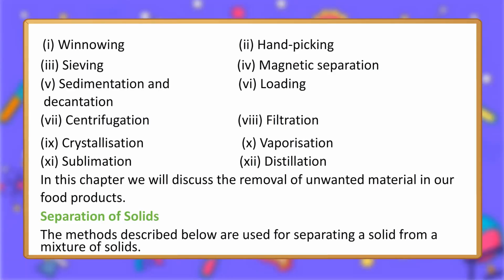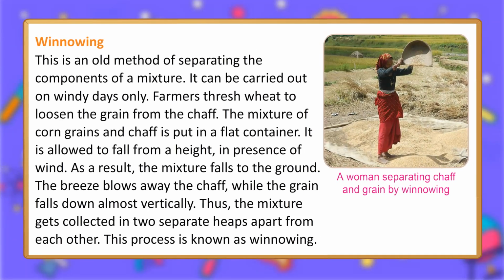Separation of solids. The methods described below are used for separating a solid from a mixture of solids. Winnowing. This is an old method of separating the components of a mixture. It can be carried out on windy days only. Farmers thresh wheat to loosen the grain from the chaff. The mixture of corn grains and chaff is put in a flat container. It is allowed to fall from a height, in presence of wind.